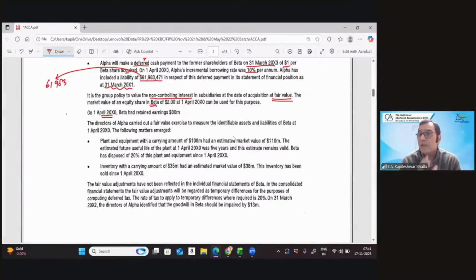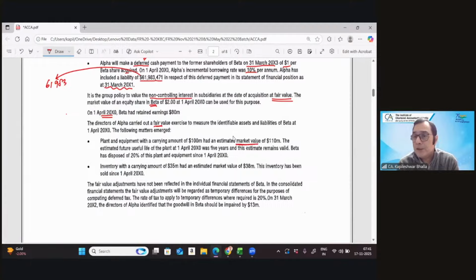Then it says, now comes the interesting part. So far, he's just been telling you about the purchase consideration as well as on the NCI. And then it says, directors of Alpha carried out a fair value exercise to measure the identifiable assets and liabilities on 1st April X0. And the following matters emerged. It says plant and equipment with a carrying amount of 100 million has got a market value 110.